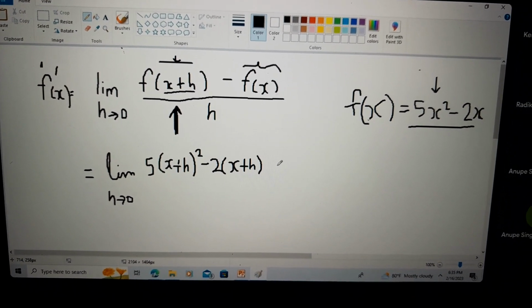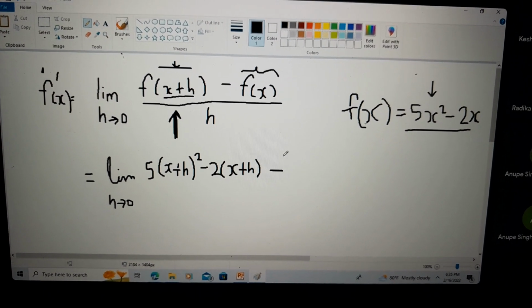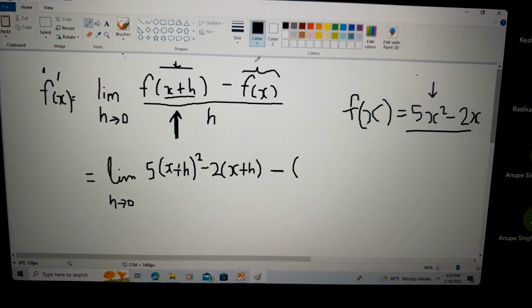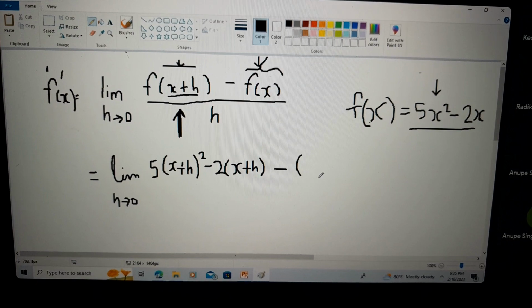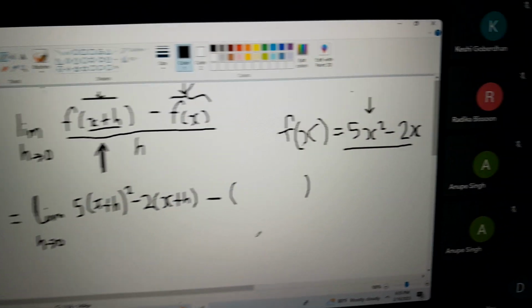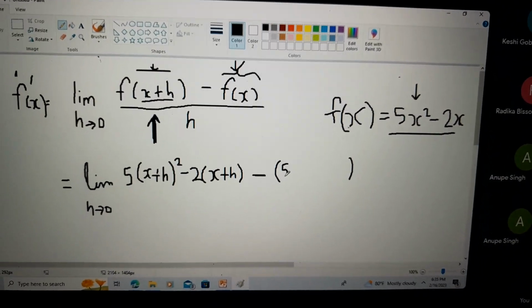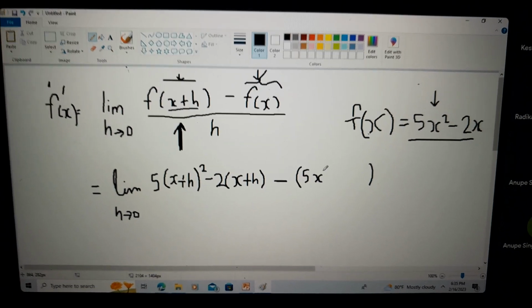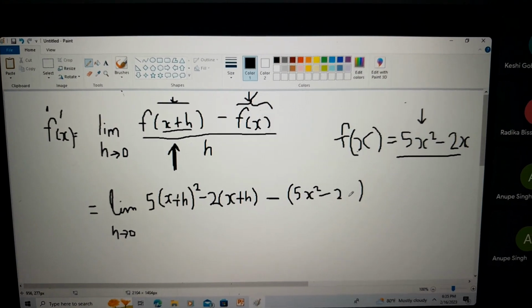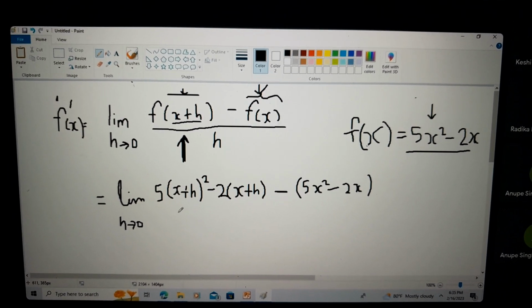All I need to do now is the second part where I minus my original function, which is the f of x function. So in brackets, I minus this. I'm at this part now. So what will I write in brackets here now? What's my original function? 5x squared minus 2x. Excellent. 5x squared minus 2x, right? All over h.